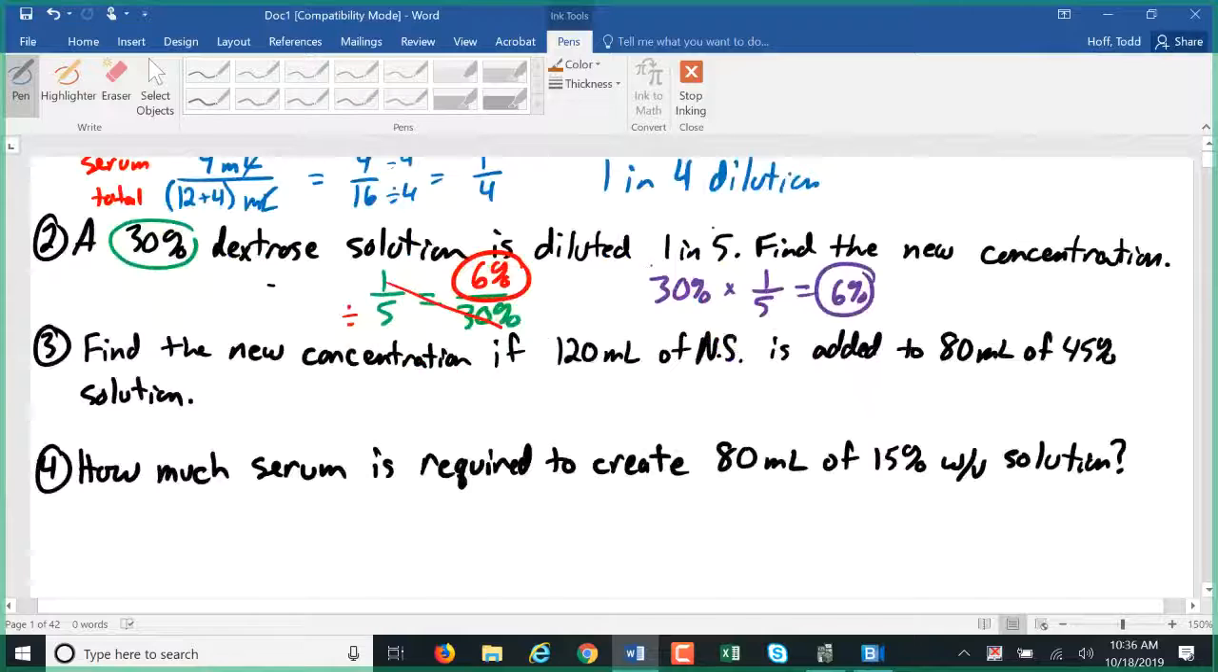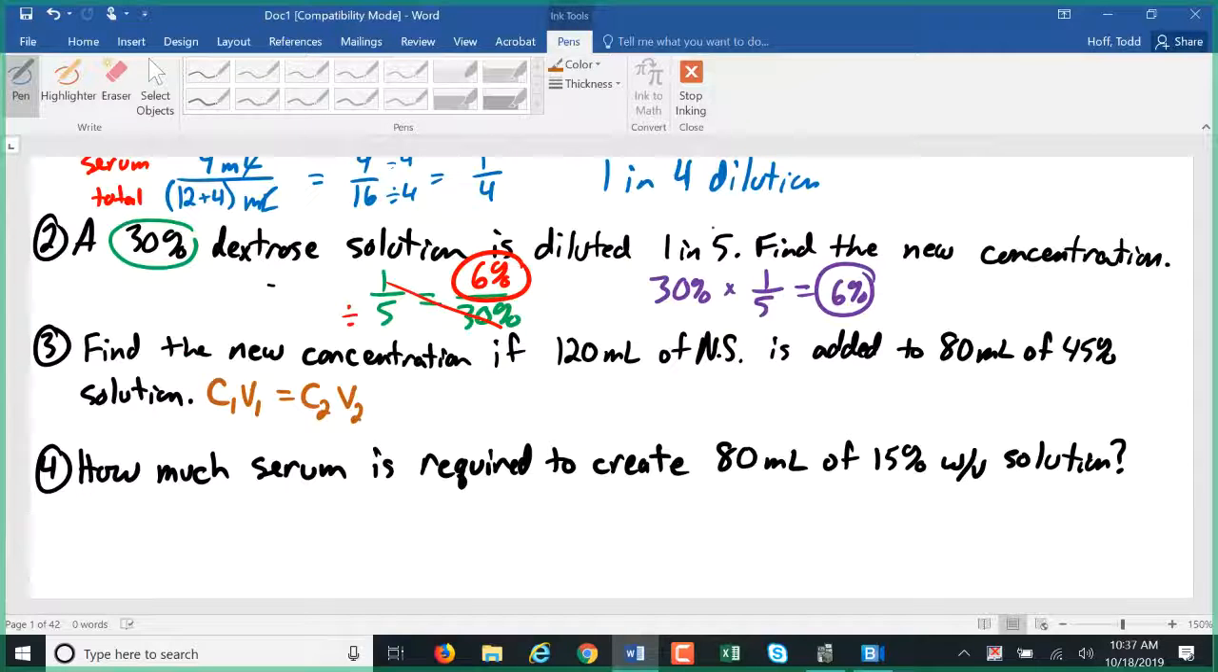Number 3, find the new concentration if 120 milliliters of saline is added to 80 milliliters of 45% solution. This is our change of concentration formula, or sometimes called the concentration adjustment formula. C1V1 equals C2V2. Now, the concentration can be converted to a decimal or it can be left as a percent.